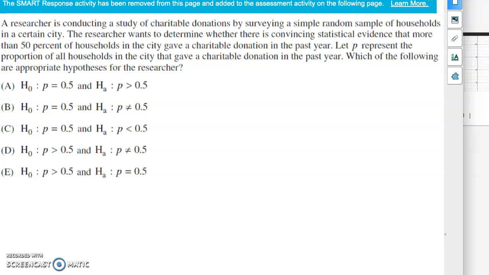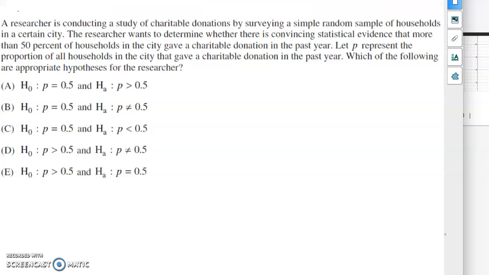So here's an example. Suppose a researcher is conducting a study of charitable donations by surveying a simple random sample of households in a certain city. The researcher wants to determine whether there is convincing statistical evidence that more than 50% of households in the city gave a charitable donation in the past year. Let P represent the proportion of all households in the city that actually gave a charitable donation in the past year. Which of the following are the appropriate hypotheses for the researcher?